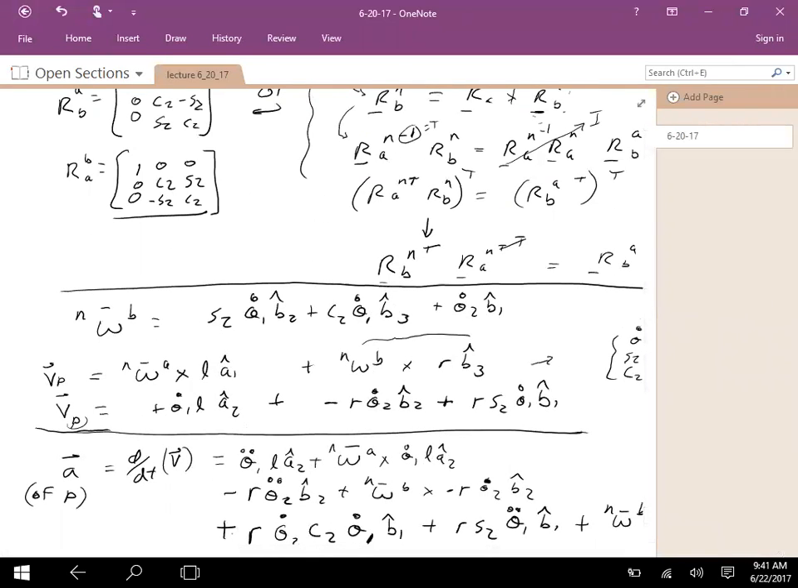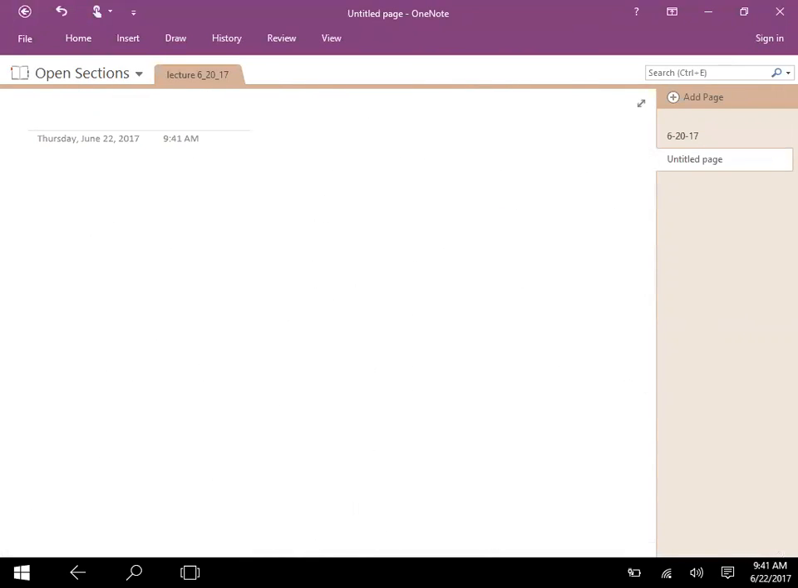I'm now going to move to our next topic, which is what I have planned for the lecture for today. And that is the Newton-Euler equations of motion.